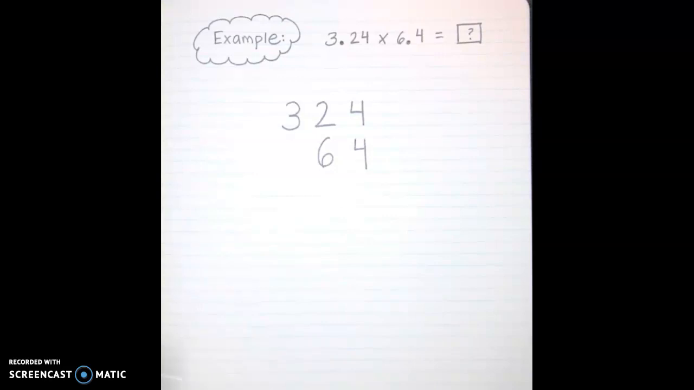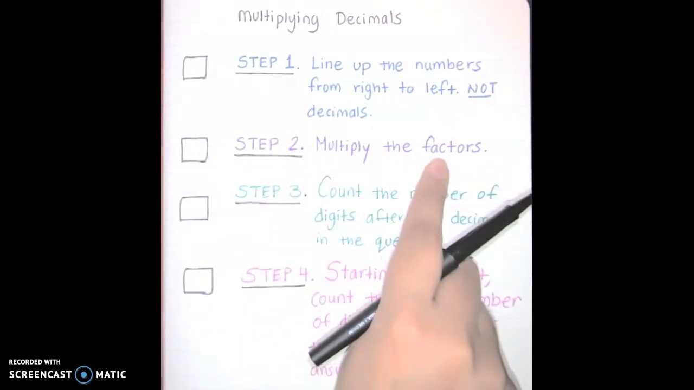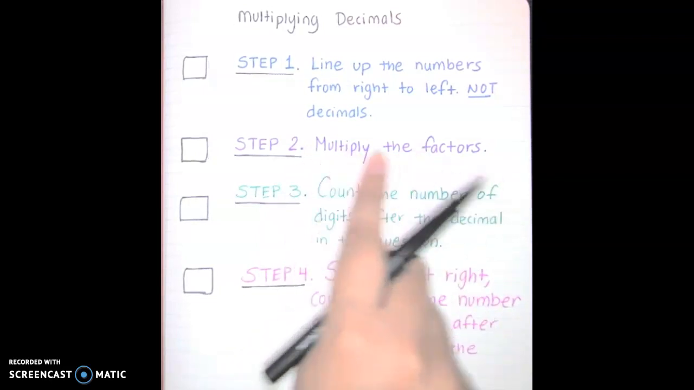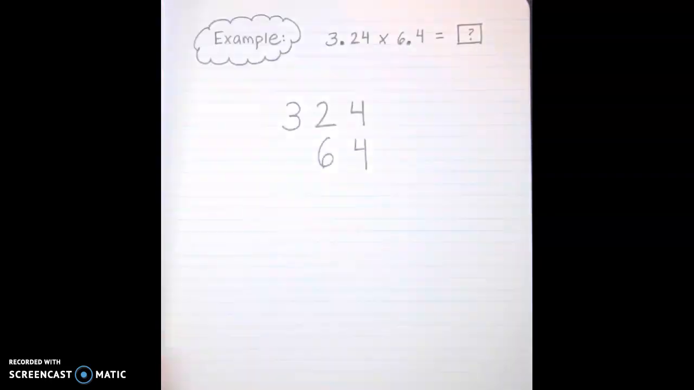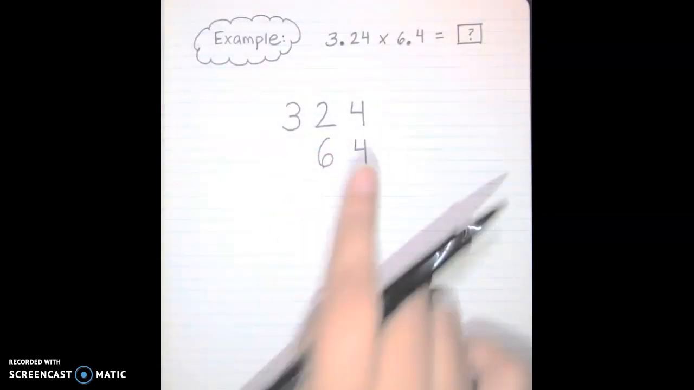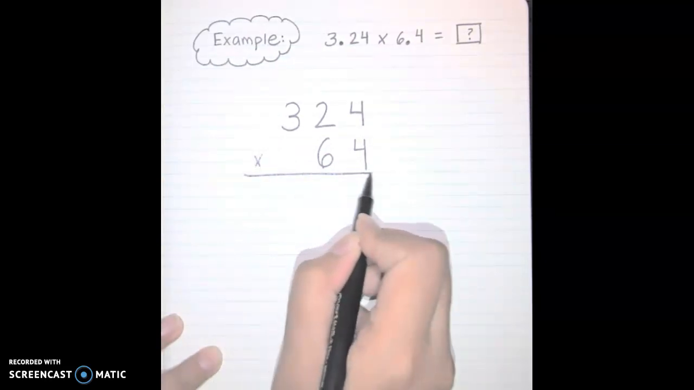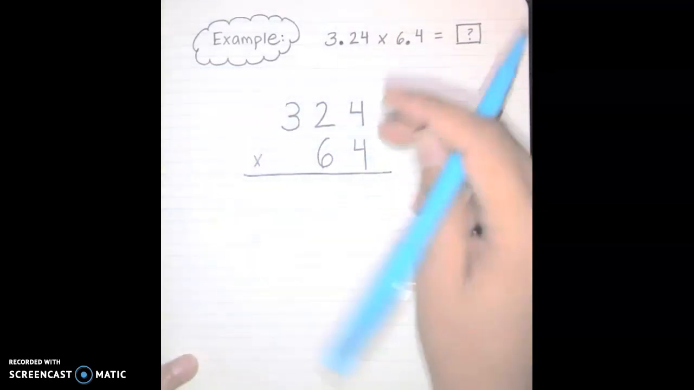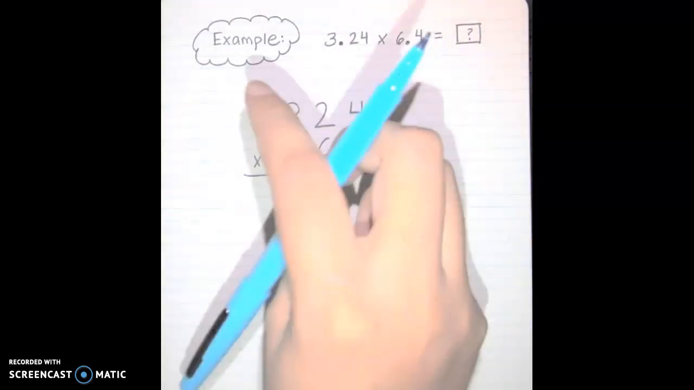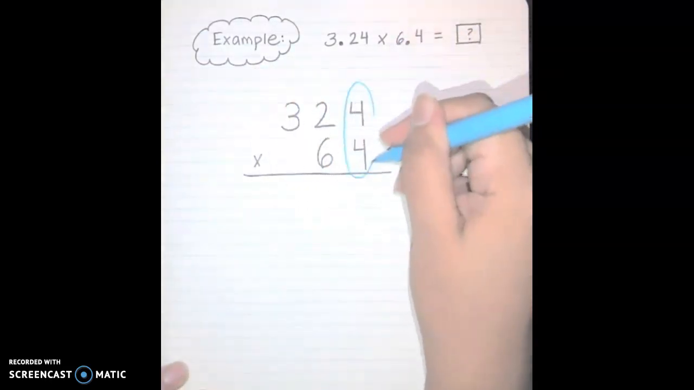Next, according to step number 2, multiply the factors. What does that mean, Mrs. Barrera? It means I need to multiply the numbers the regular way that I learned in 4th grade, by taking each number and using the place value to solve. I'm going to start with the ones place, multiplying 4 times 4. What is 4 times 4?